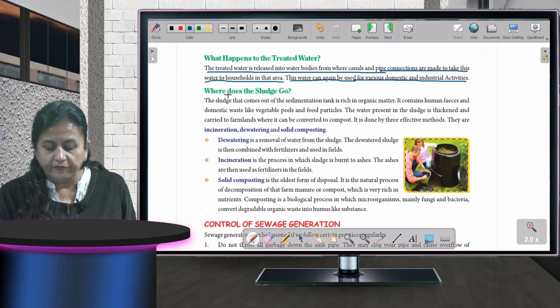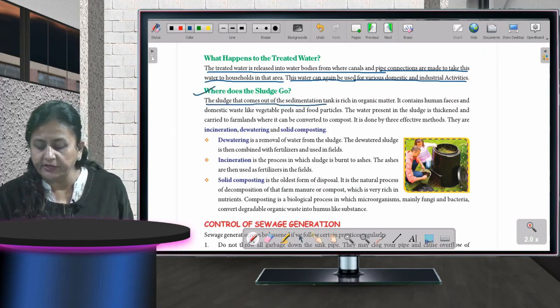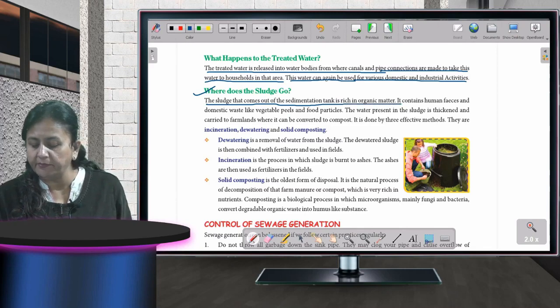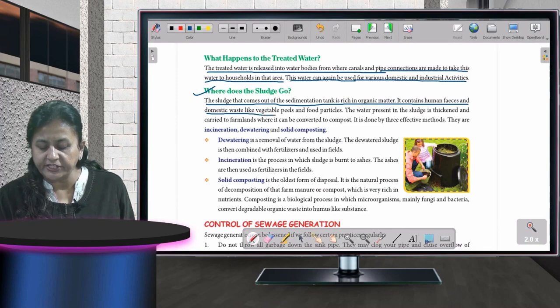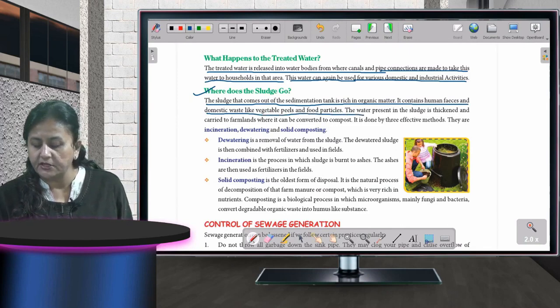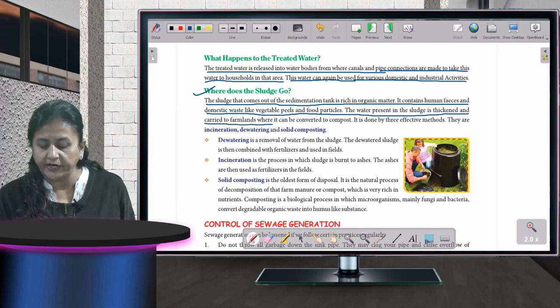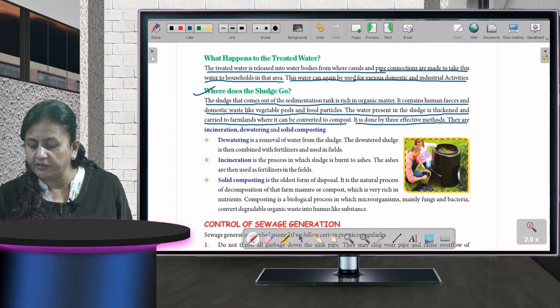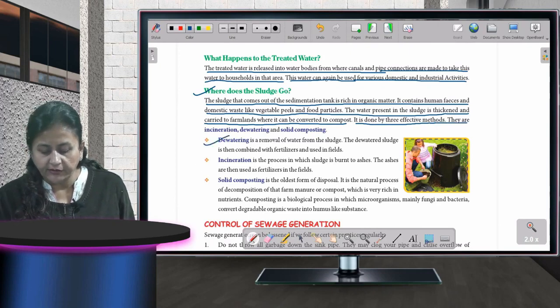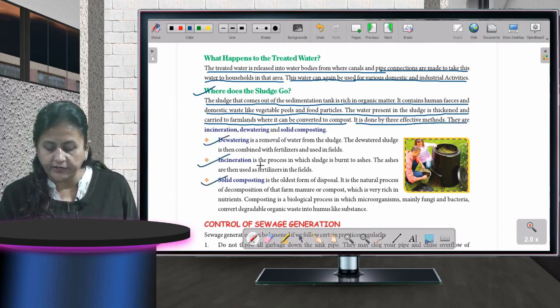Now, where does the sludge go? The sludge that comes out of the sedimentation tank is rich in organic material. It contains human feces and domestic waste like vegetable peels and food materials. The water present in the sludge is thickened and carried to farmland where it can be converted to compost. It is done by three efficient methods. They are dewatering, incineration and solid composting.